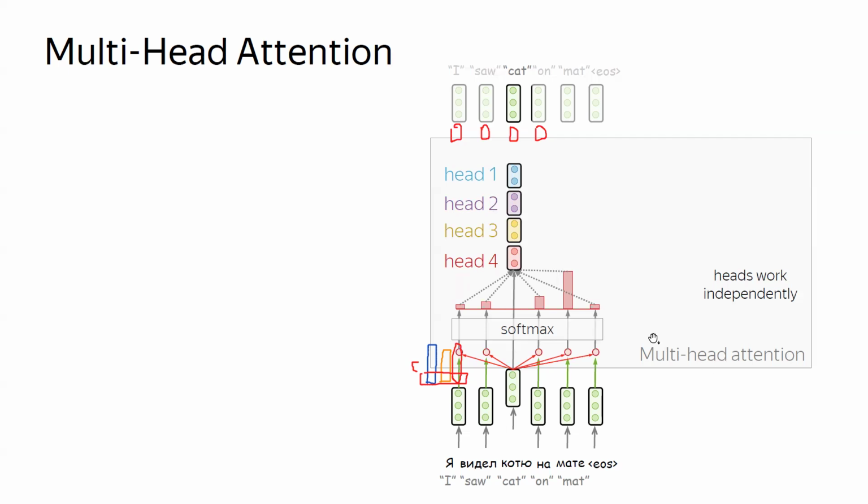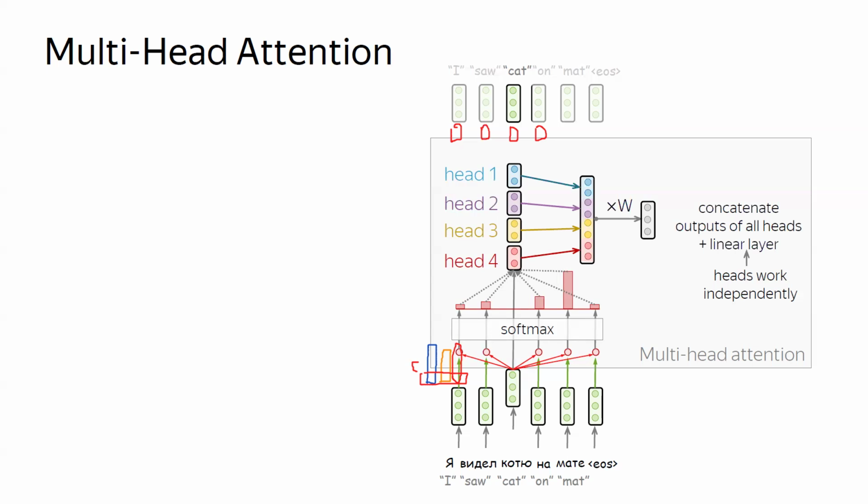So after that, you will have 4 small context-aware embeddings for each token. And after that, you concatenate all of these and apply a linear layer, and this will be the output embedding. So this is called multi-head attention, when we calculate self-attention on subsets of our original embeddings.